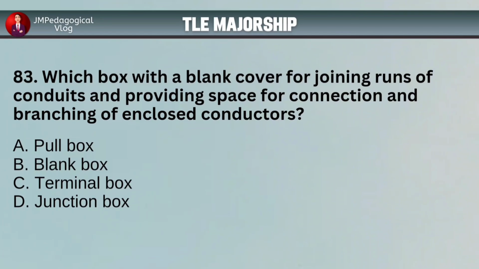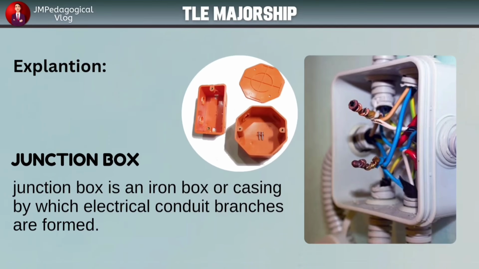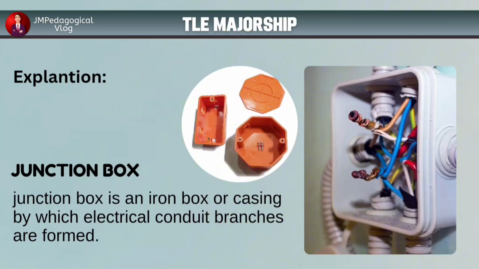83. Which box with a blank cover for joining runs of conduits, and providing space for connection and branching of enclosed conductors? A. Hole box. B. Blank box. C. Terminal box. D. Junction box. D. Junction box. Explanation. Junction box is an iron box or casing by which electrical conduit branches are formed.